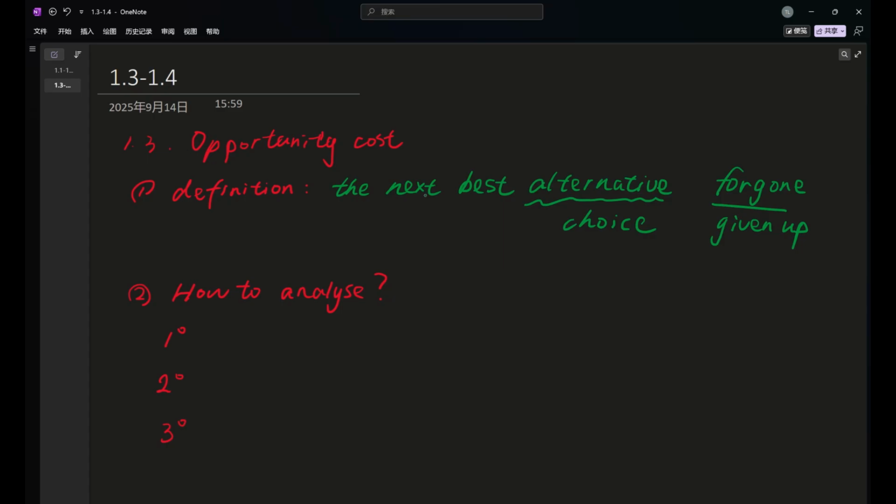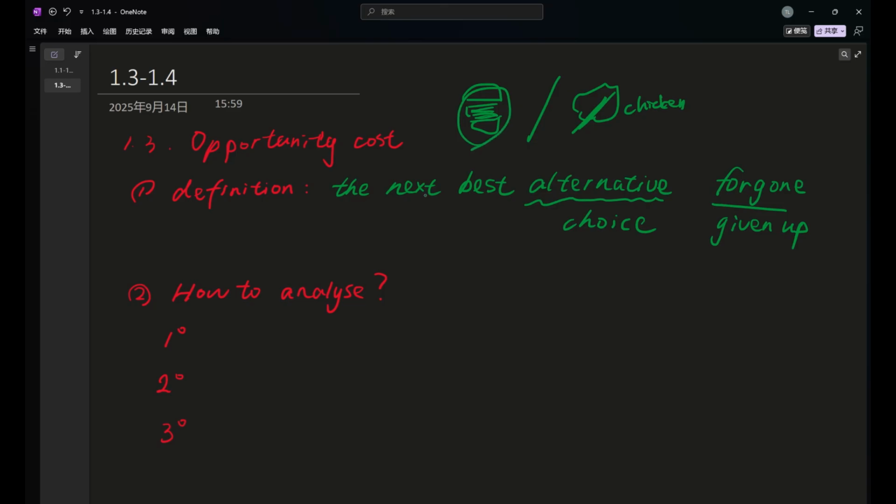Let's say for the lunch, you can buy a hamburger or a fried chicken. But the thing is, you have limited money. You don't have unlimited money. You're not a billionaire. So you cannot choose both. You can only choose one of them. Your choice is the hamburger.